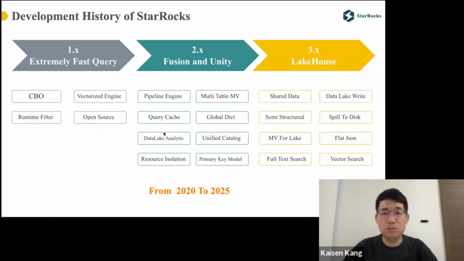To begin, allow me to provide a concise overview of the StarRocks development journey. Over the past 5 years, we have launched 3 major versions. StarRocks version 1 built an extremely fast OLAP database, leveraging a vectorized execution engine and cost-based optimizer. StarRocks version 2 evolved into a high-performance unified OLAP database, introducing features like the primary key model, data lake analytics, and comprehensive query optimizations. StarRocks version 3 built an open lakehouse architecture driven by storage and compute separation, materialized views, and advanced data lake analytics.